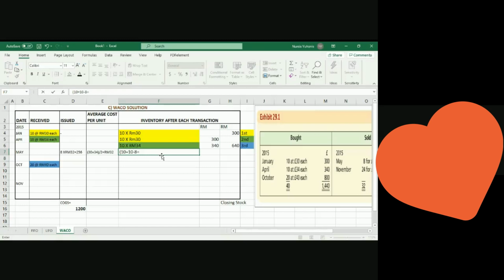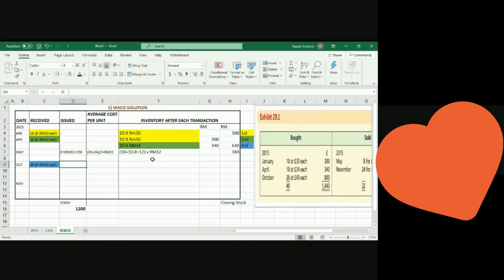12. Yes. So now we have 12 multiplied by RM32. You refer now to the new average price, which is 32. So if you multiply 12 with 32, how much? 384. So you straight away put it in the last column here because this will be your final amount. Okay, so here you can delete now. I just put it as it is.